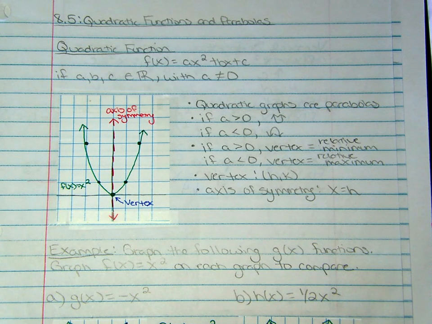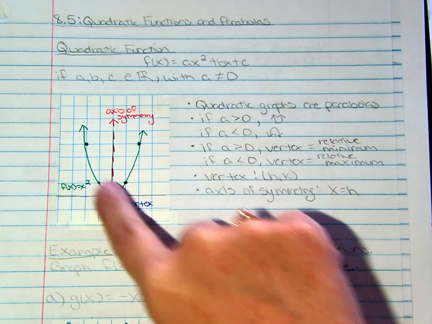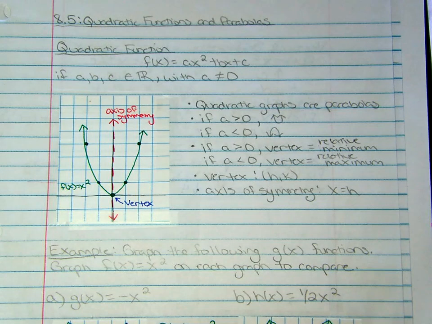So lots of good information. I definitely would recommend knowing that if your A is positive, it opens up. If your A is negative, it opens down. And having just a generalized picture of a U in your head whenever you see an X squared equation. Knowing some of these basic functions or mother functions will help you as you go to graph your equations throughout the semester. Especially today. We have to graph a lot of parabolas today. And that's okay.